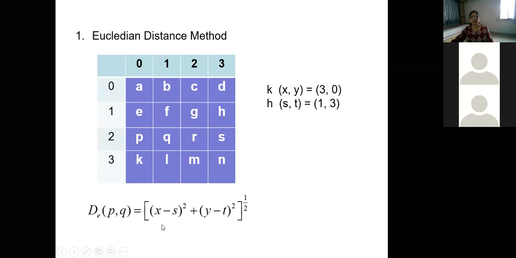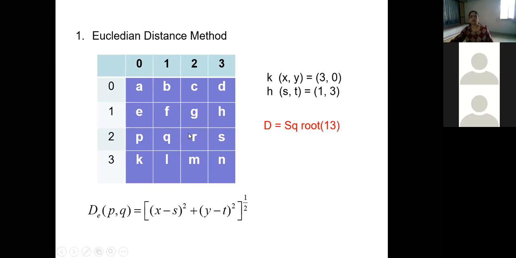Okay. So distance PQ, Euclidean distance, you can compute by this formula. Just take the difference between X and S, take its square. Take the difference between Y and T, take its square, add these two squares and take the square root. So 3 minus 1 gives you a difference of 2. 0 minus 3, the difference is 3. So 2 square is 4, 3 square is 9, 9 plus 4 is 13. So your distance is square root of 13, right? So this is by the Euclidean distance method.